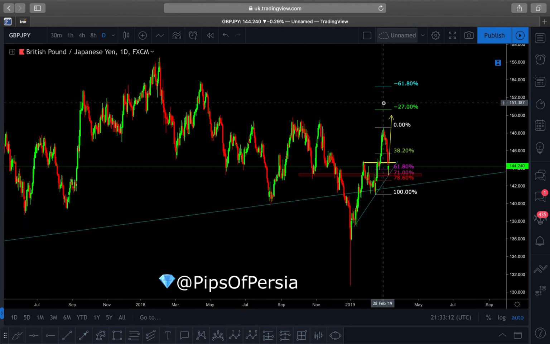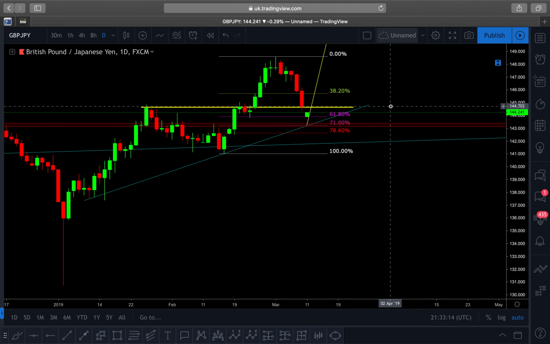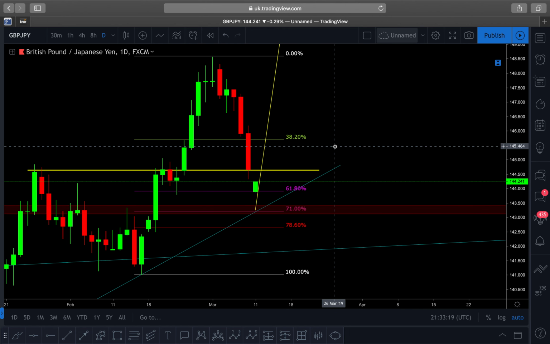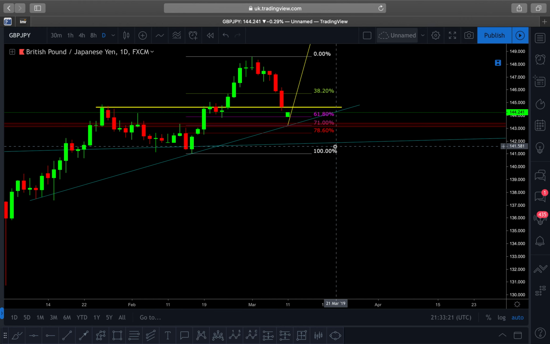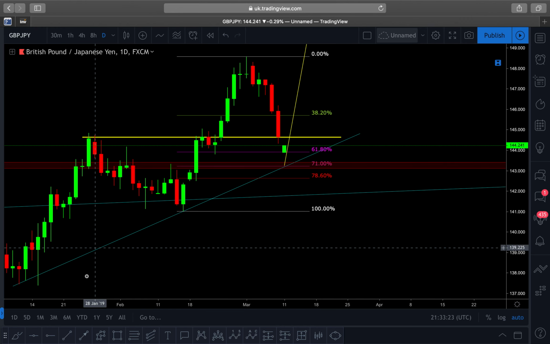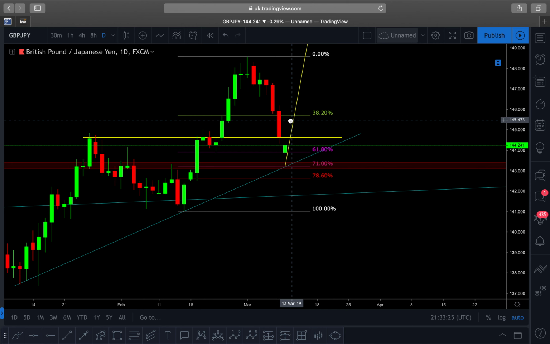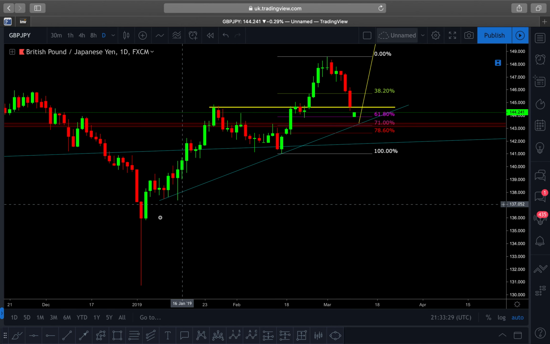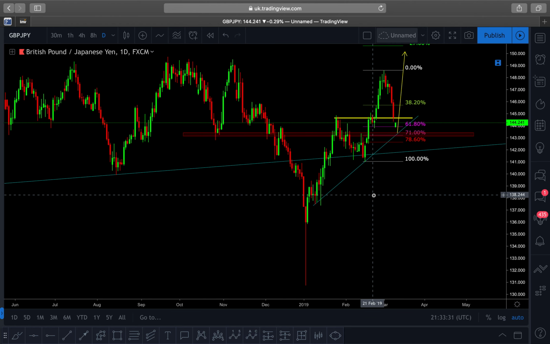Pound versus the Japanese yen. Similar story. The pound versus Japanese yen opened up with a gap. I'm not going to really care about the gap right now. I'm still going to remain bearish on pound versus Japanese yen until it comes down and taps off my key fib level as well as the trend line. Again, very similar to pound Australian.